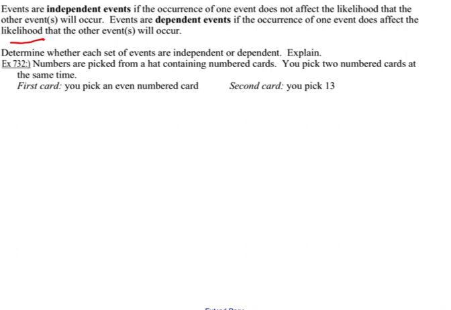Determine whether each set of events are independent or dependent and explain. Example 7.3.2. Numbers are picked from a hat containing numbered cards. You pick two numbered cards at the same time. The first card, you pick an even numbered card, and the second card, you pick a 13. Since you pick them at the same time, that's as if you pick one, keep it, and pick the next one, even though you're doing it at the same time. You can't get the same card twice. So the first card will not be available for the second card's pick. So depending on what you get the first time, it changes what's available the second time, making this dependent.